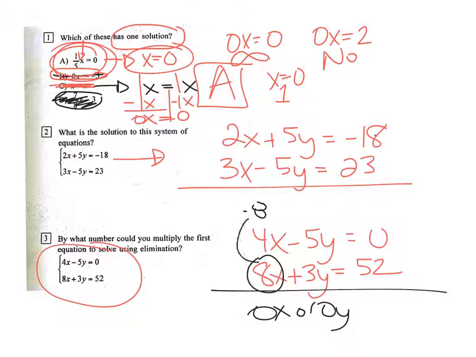I'm going to multiply the whole parenthesis by negative 2. Make sure you see that clearly. Negative 2. And that's what you're going to do: the whole top equation by negative 2.